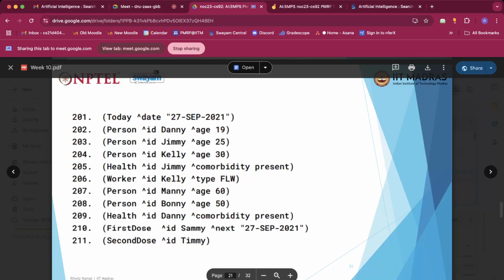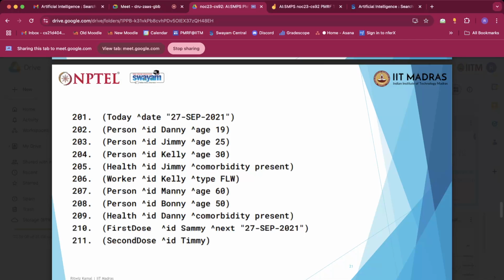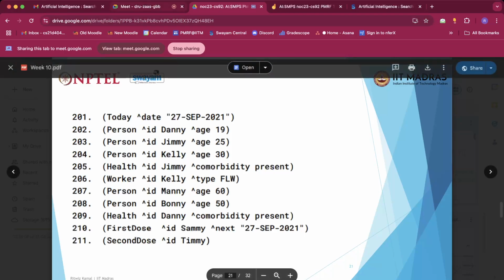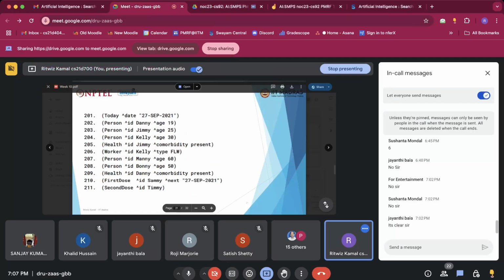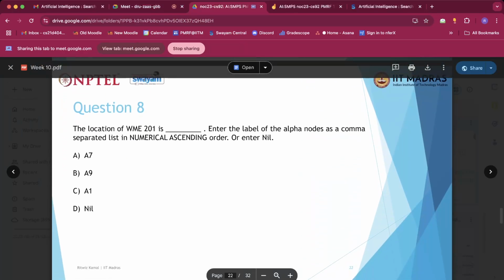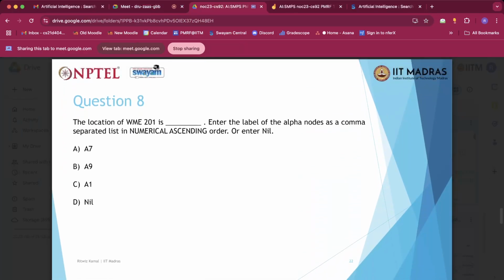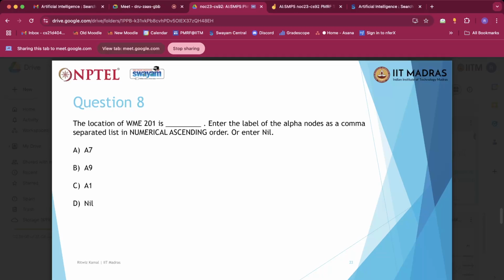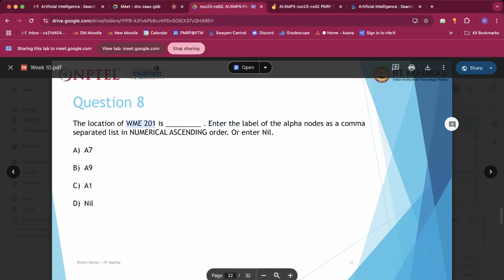So I would encourage that you take a photo or a screenshot of this particular working memory, because you will be going back and forth quite frequently for the next couple of questions between the working memory and the net. So for easy reference you can take a picture or take a screenshot. So this is the working memory, and the first question, or the eighth question in this whole session today, asks us the location of working memory element 201, in which of the nodes. So we have to enter the alpha node in which this working memory element information is contained.